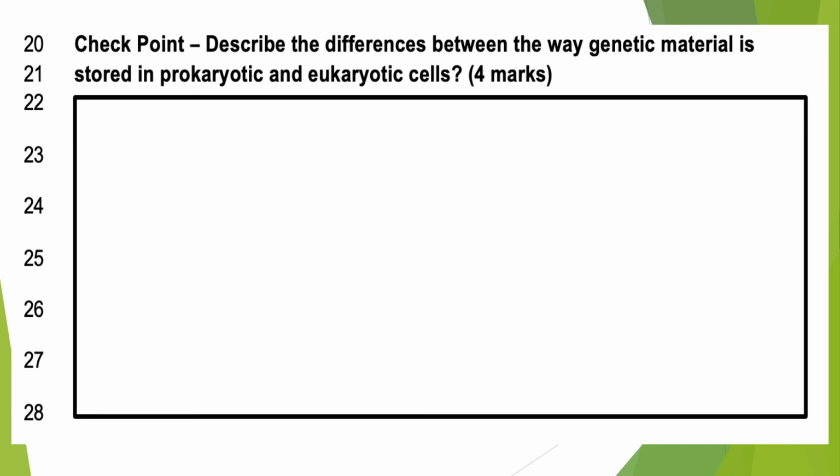So you're looking at prokaryotic and eukaryotic cells, and you know that the way that the genetic material, or the DNA, is stored is different. Since it's worth 4 marks, I expect 4 separate points as to how prokaryotic and eukaryotic cells are different in how they store their DNA. So pause the video now really quickly and get started on that. You can put this in point form or full sentences, doesn't matter.